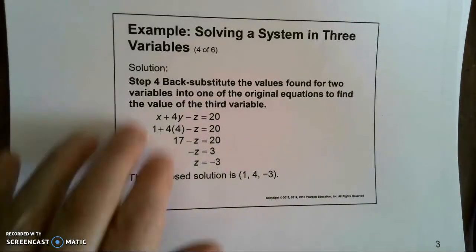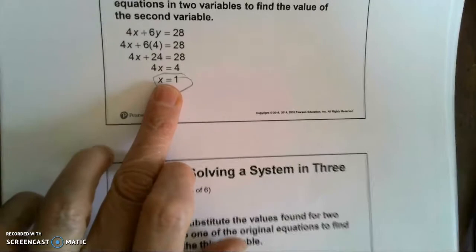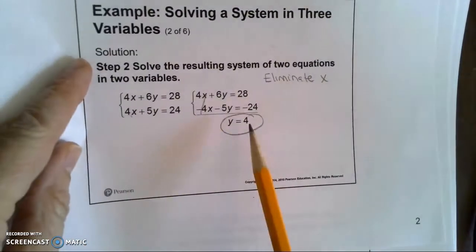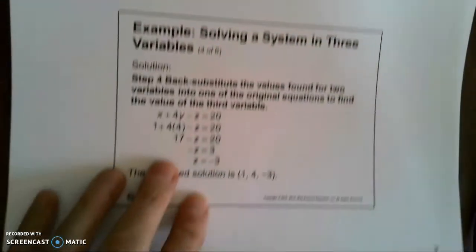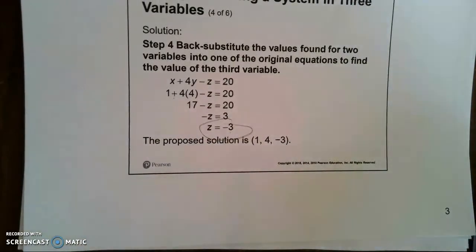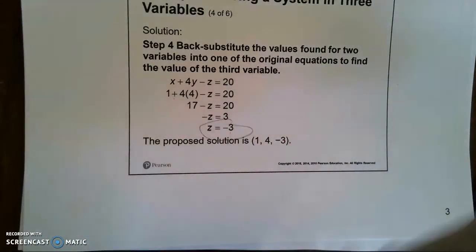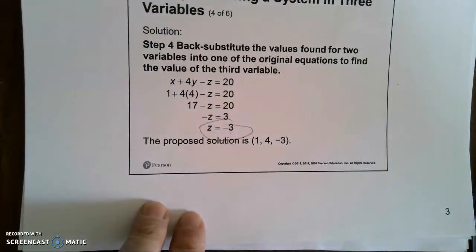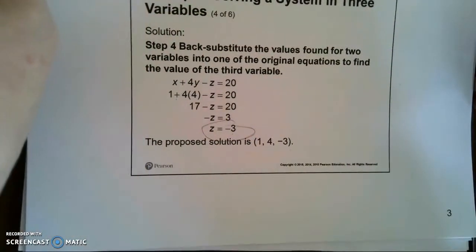So kind of going back here, x is 1, y is 4, and z is -3. Okay, so that's the end of that example.